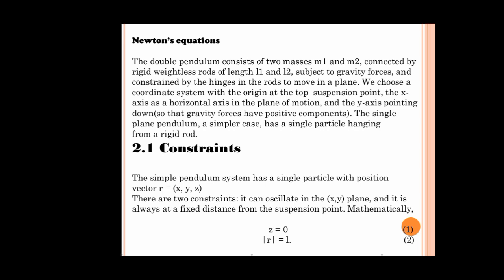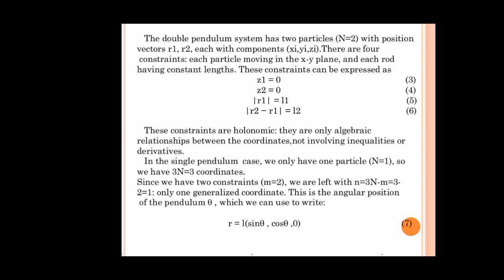So we start with z equal to 0 and r equal to l. For the double pendulum, z1 is equal to 0 and z2 is equal to 0. So we compare: r1 equal to l1, and r2 minus r1 equal to l2. So okay, we have the same as the simple pendulum case, n1 and n3.